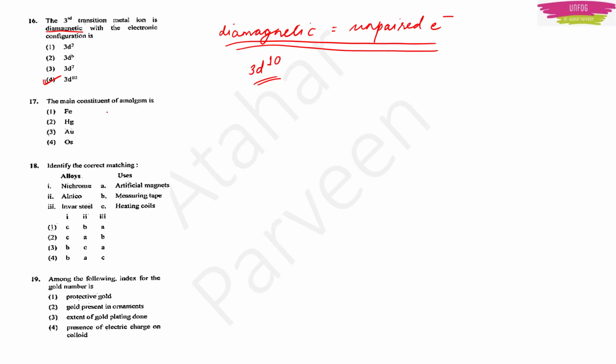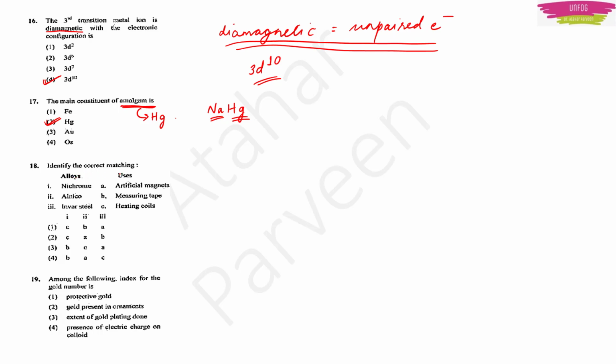Then the next question. The main constituent of amalgam is. For example, you must have heard of sodium amalgam, right? It is nothing but a compound of sodium and mercury. So these amalgam compounds contain mercury as their major component. So the answer is mercury, Hg, option number 2.